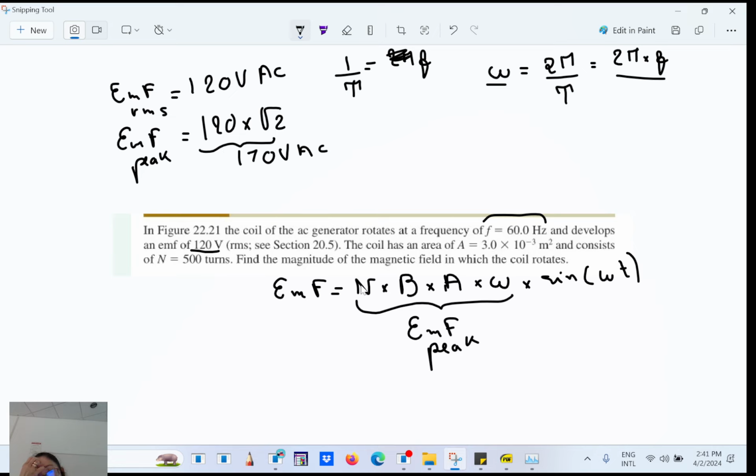The number of loops is what? 500. We have the area. We have the speed, omega. Omega is 2 pi over the period, and the period is 1 over the frequency. So you can use that equation here, and you want to find B.